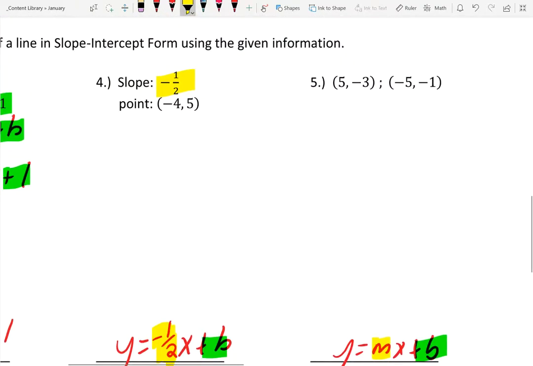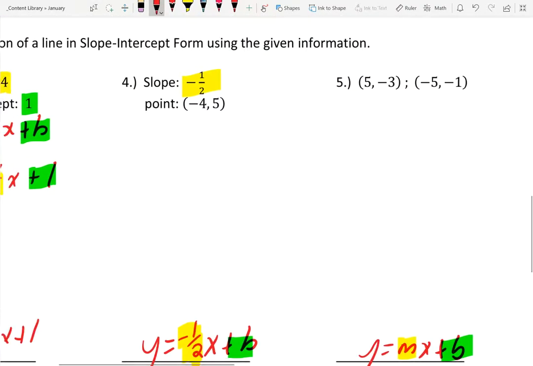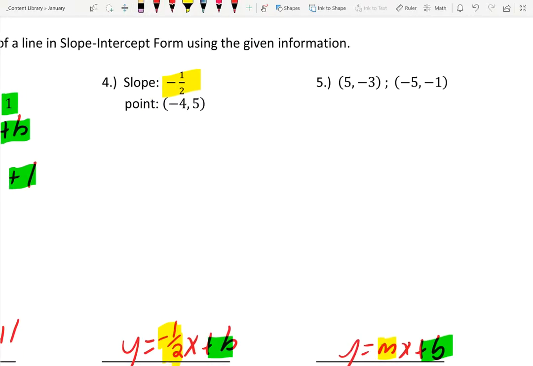But what it doesn't give me, it does not give me the y-intercept like the last problem did. It gives me a point, but this point is not the y-intercept. This is x and this is y. Neither of these are b. Okay, so not b, not the y-intercept. So here's how we find b.